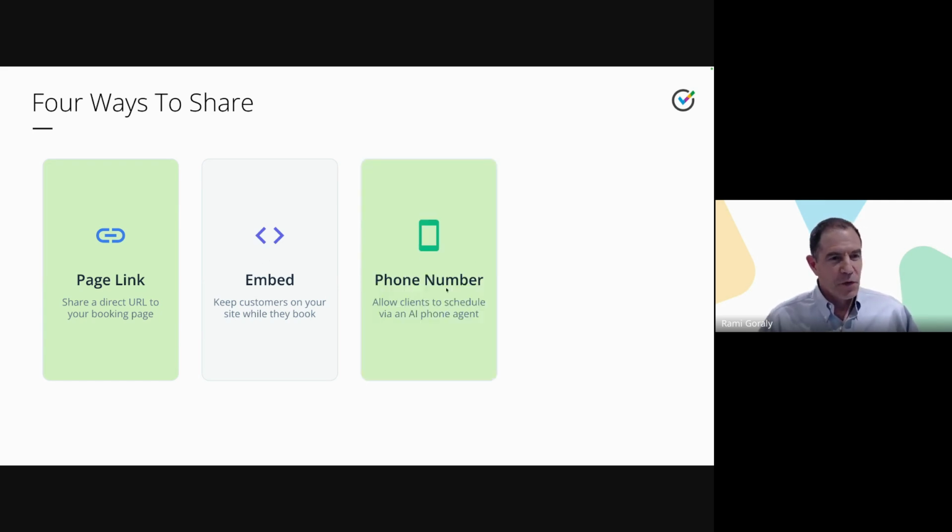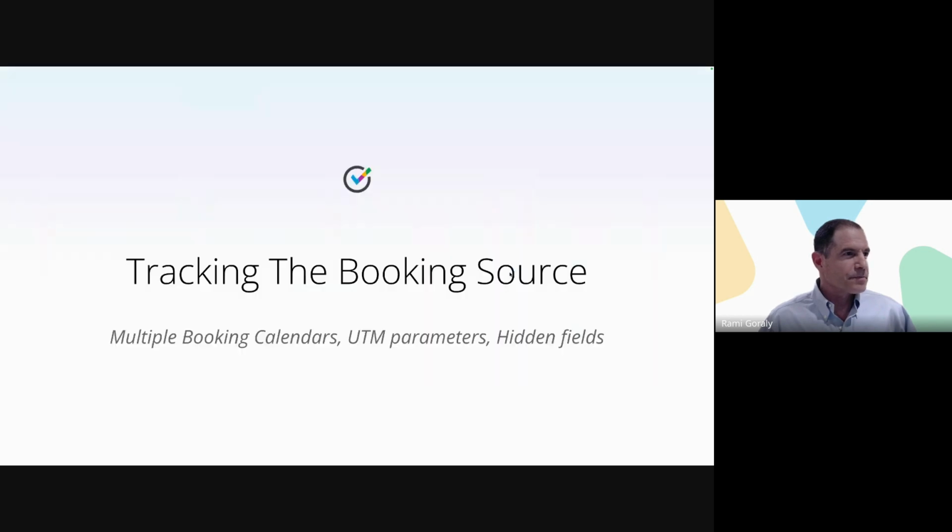There is sharing a phone number. If you want to get bookings through the phone, it's very useful when you can't answer the phone, you're in a meeting, and the phone agent can answer the call for you and take the booking. And we'll see the QR codes. QR codes are the bridge from offline to online. We'll see how that works.